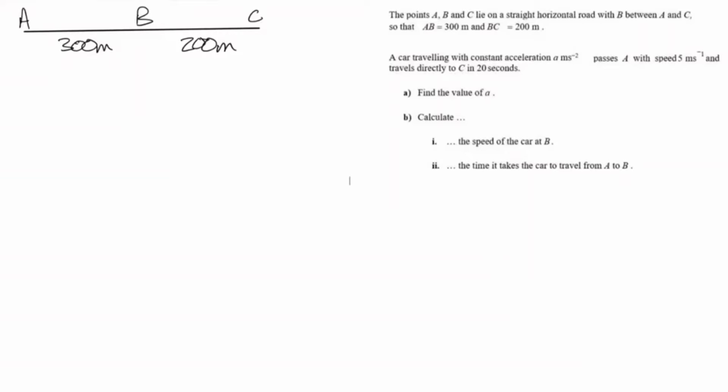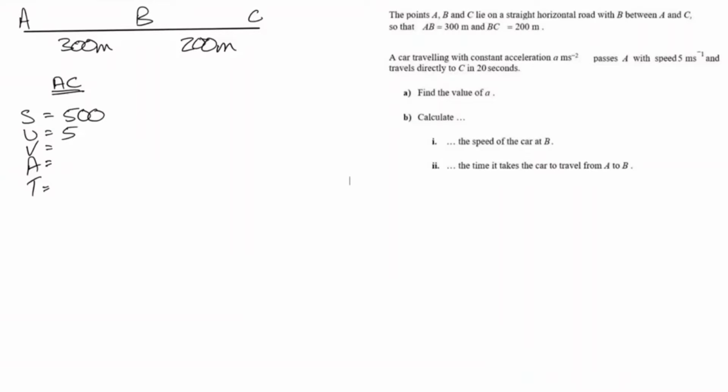We were told in the preamble that the car has a constant acceleration of A, and it passes the point A with a speed of 5 meters per second and travels directly to C in 20 seconds. So all of this information is about the journey A to C. When I collect my SUVAT variables, I'm considering the journey A to C. So let's go ahead and collect them. So the displacement, the distance traveled, 500 meters.